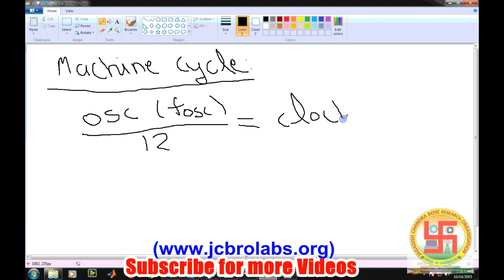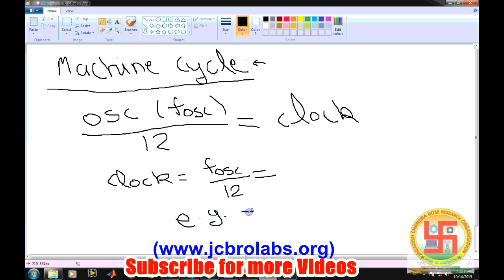As we know, all the internal peripherals or devices of any microcontroller or digital device perform on the clock. The clock frequency on which your microcontroller is working is known as the machine cycle. So the clock frequency for the 8051 microcontroller is simply F oscillator divided by 12. For example, if you have applied a 12 megahertz crystal across the microcontroller, the clock frequency will be 1 megahertz.